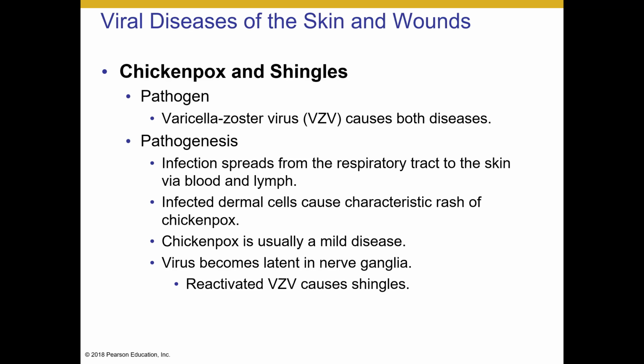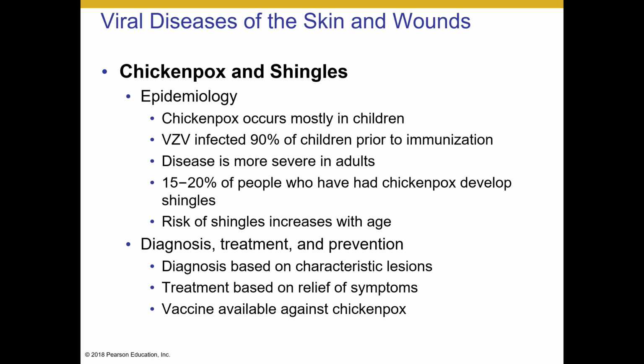After recovery, the virus travels along sensory nerves to nerve ganglia, where it remains dormant. Later reactivation causes shingles, which typically affects a localized area corresponding to one nerve distribution called a dermatome. Before vaccination became common, about 90% of children were infected with VZV. Chickenpox is highly contagious and spreads through respiratory droplets or direct contact with lesions.